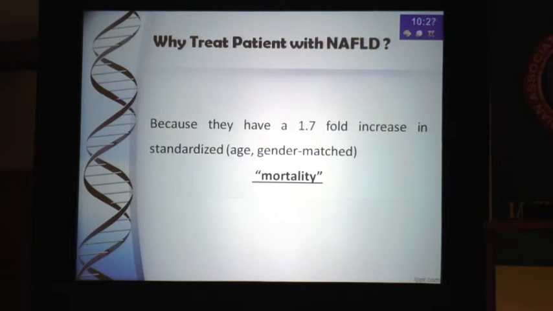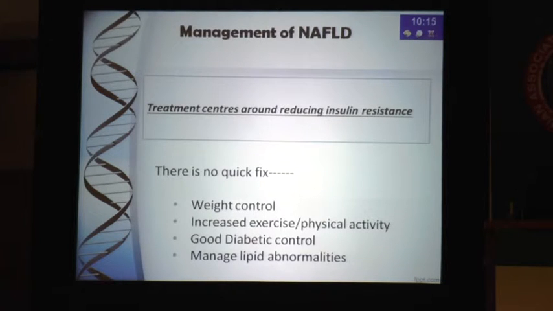Now, the question is, why treat patients with NAFLD? This is largely an asymptomatic condition, but there is a 1.7-fold increase in standardized mortality, age and sex matched. So this must be treated. And the treatment is nothing but treatment of the underlying insulin resistance. There is no quick fix.